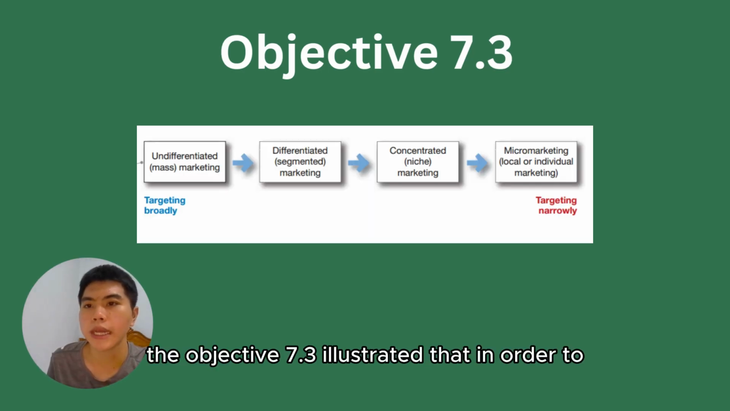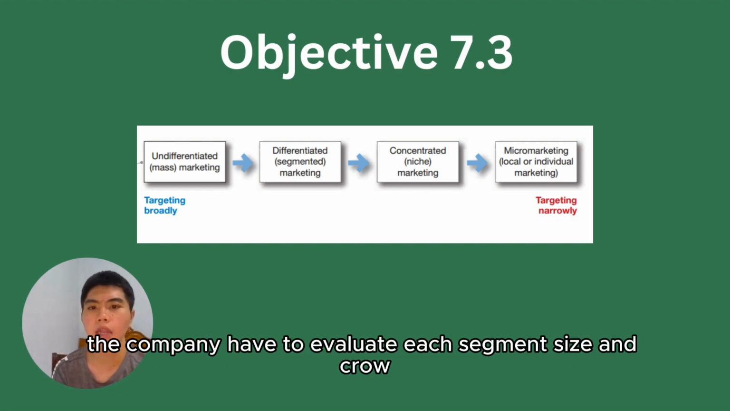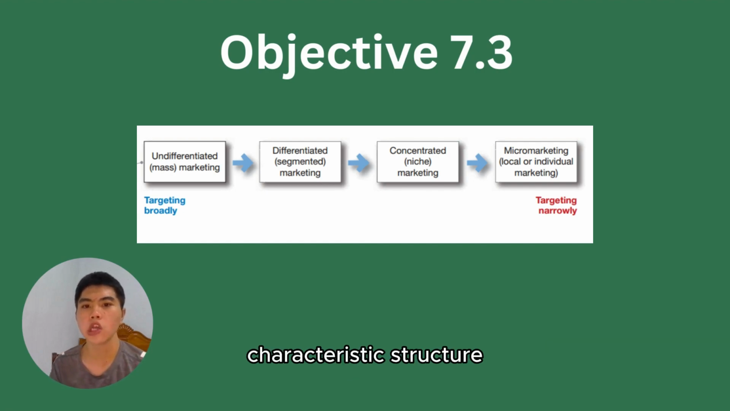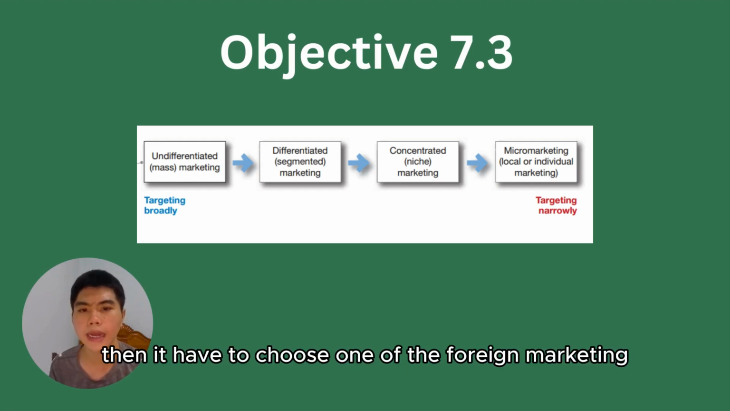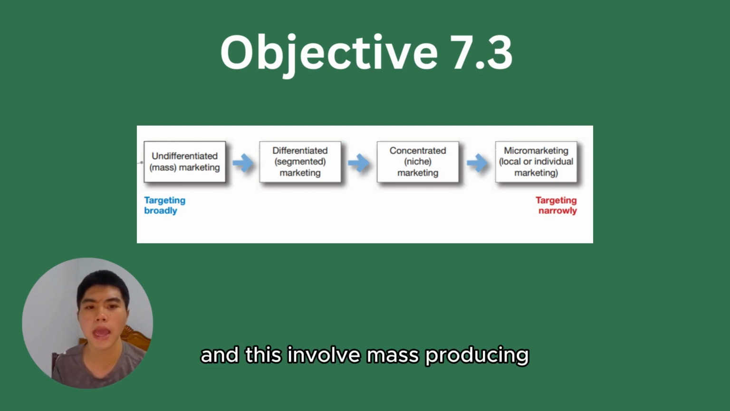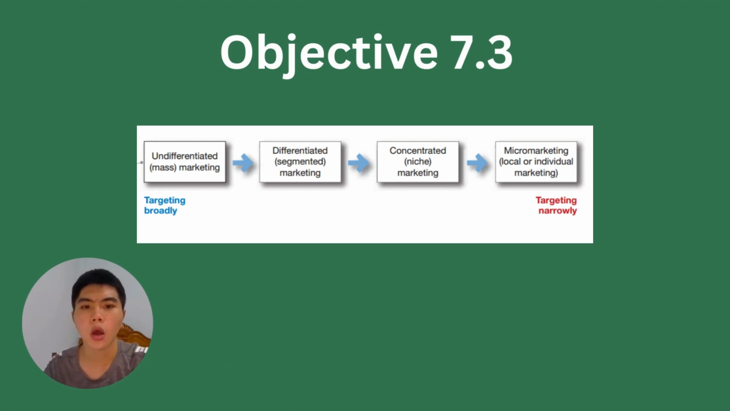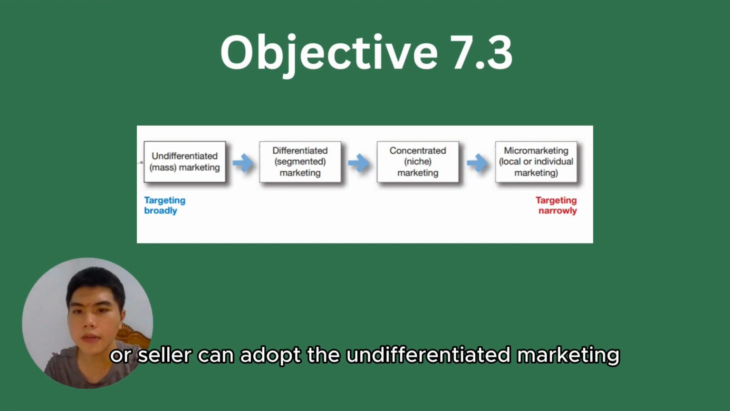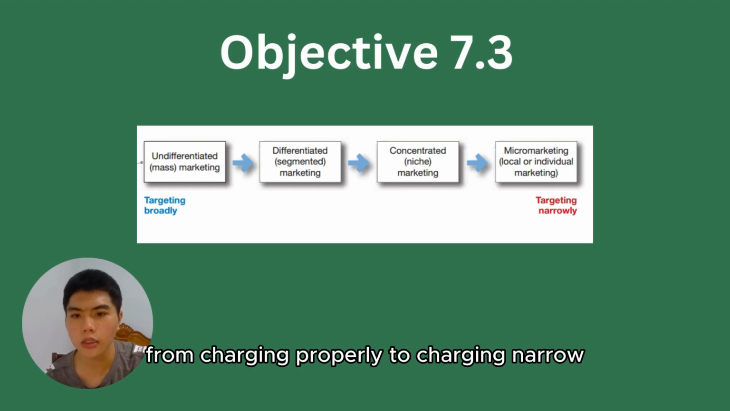Objective 7.3 illustrated that in order to target the best market segments, the company has to evaluate each segment's size and growth characteristics, structural attractiveness, and compatibility with company objectives and resources. Then it has to choose one of the four marketing targeting strategies. This involves mass producing, mass distributing, and mass promoting the same product in about the same way. Or sellers can adopt undifferentiated marketing, differentiated marketing, concentrated marketing, or micromarketing, from targeting broadly to targeting narrowly.